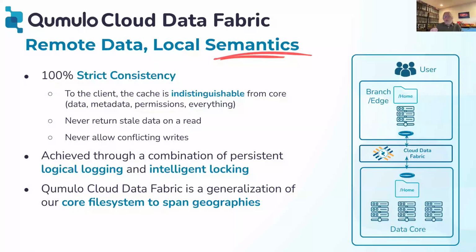Our logs themselves are written transactionally with the data that's written. So you cannot get a log entry without having written the data, and you can't write the data without having a log entry. They're atomic in our system, which is something that's really critical for correctness. So this system was built with the core file system. It natively understands geographically distributed systems. The headline being we have remote data, but we have local semantics.